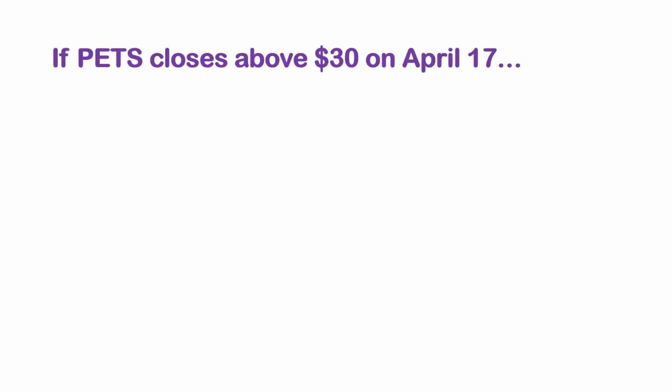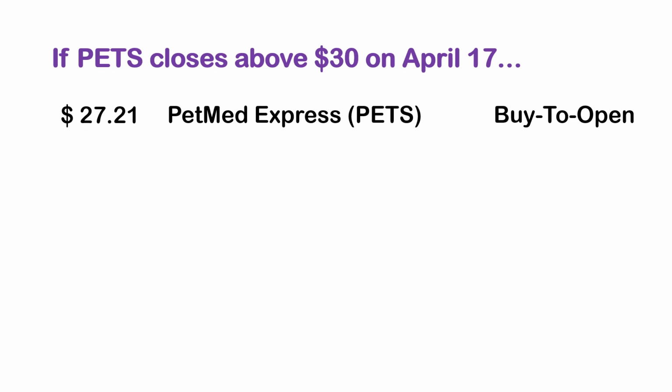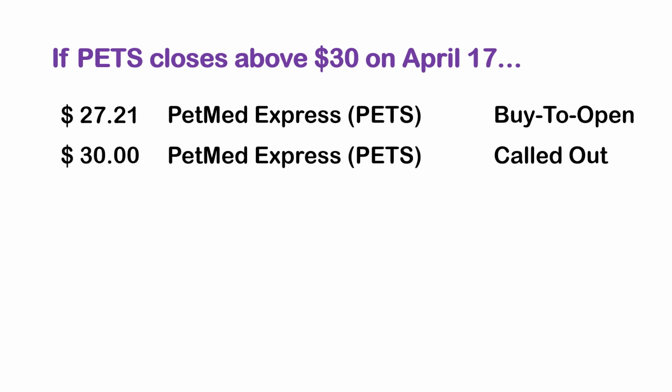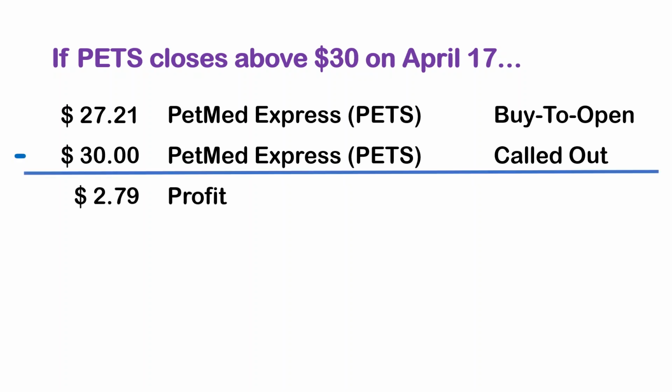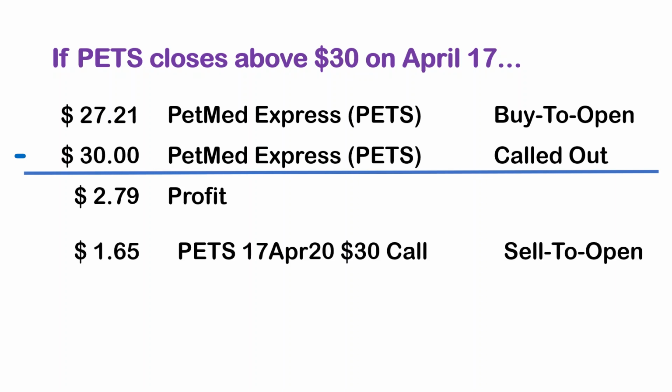So what happens on April 17th? What if PetMed is above $30? Well, okay. I bought the thing for $27.21. If it's above $30, I'm going to go ahead and get my $30 back. I get exercised. That gives me $2.79 profit. In addition, I got to keep that $1.65 for selling the call. So the total profit is $4.44.